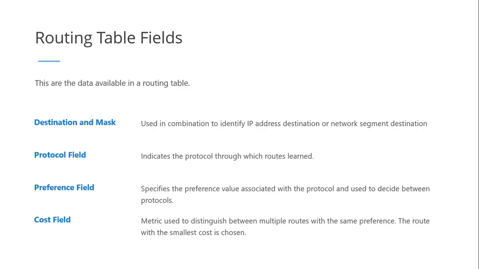Next, we have the protocol field. This indicates which protocol the routes are learned from. So normally it's either UDP or TCP.